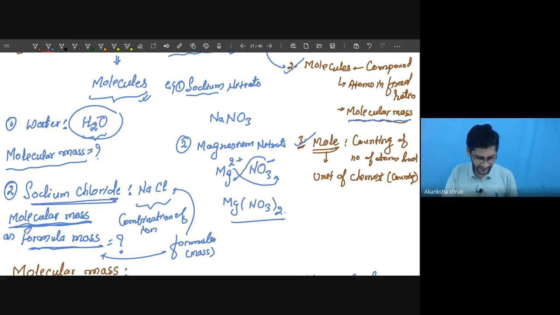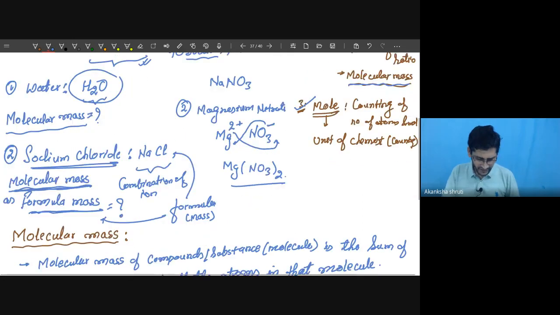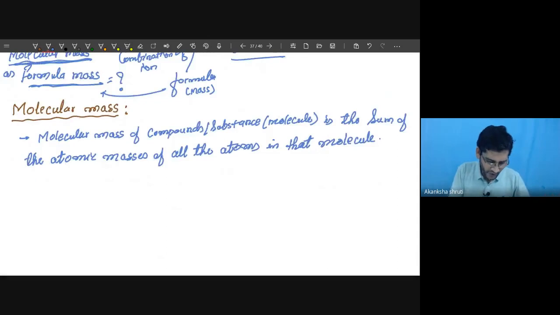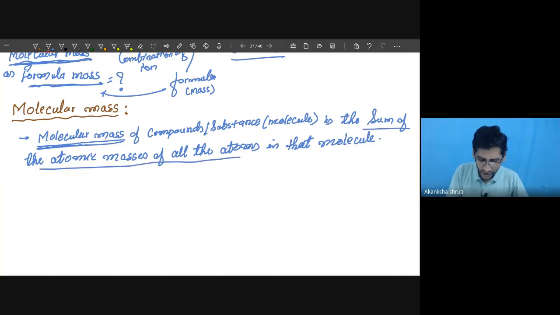So what is this molecular mass? The definition is like this. The molecular mass of any molecule, the name itself indicates it is for the molecule, is the sum of the atomic masses of all the atoms. This is important. Whatever atoms are present in that molecule, you have to take them and just add them. That way, you can get the molecular mass.